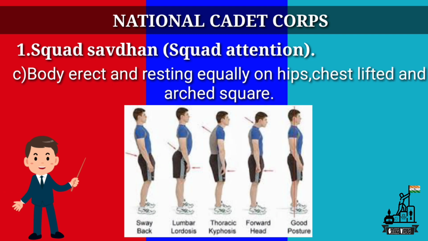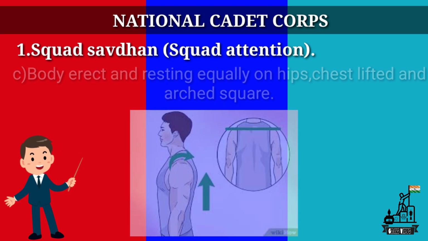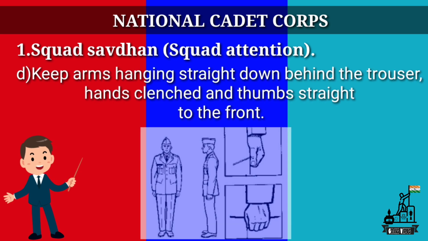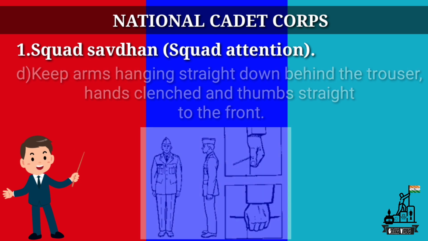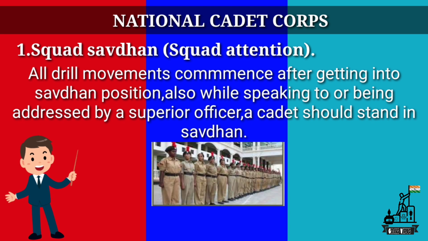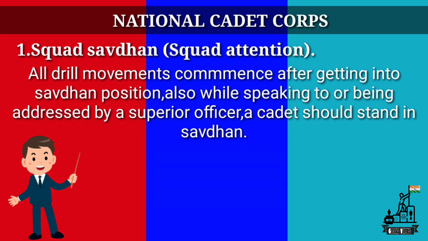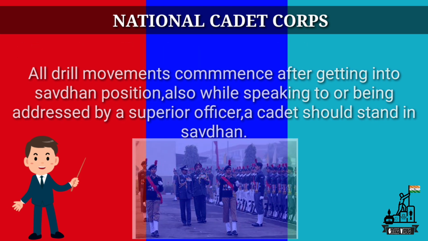Body erect and resting equally on hips, chest lifted and shoulders square. Keep arms hanging straight down behind the trouser seam, hands clenched and thumbs straight towards the front. All drill movements commence after getting into Savdhan position. Also, while speaking to or being addressed by a superior officer, a cadet should stand in Savdhan.